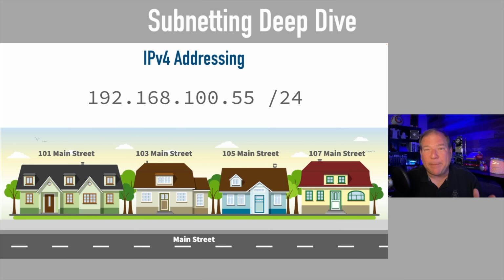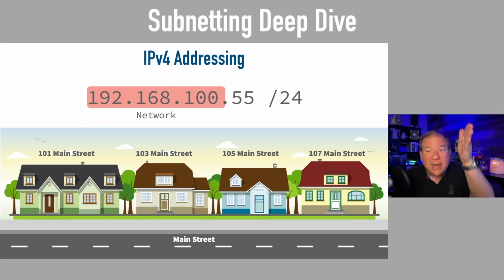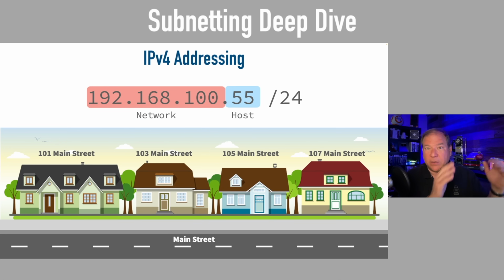They share that part of the address in common, but they have a unique portion of the address for their host. Just like 101 Main Street is different from 103 Main Street, a portion of that address is going to refer to the device on the network. And that dividing line that says, here's the network portion, and here's the host portion, is going to be determined by that /24. That's called our subnet mask.